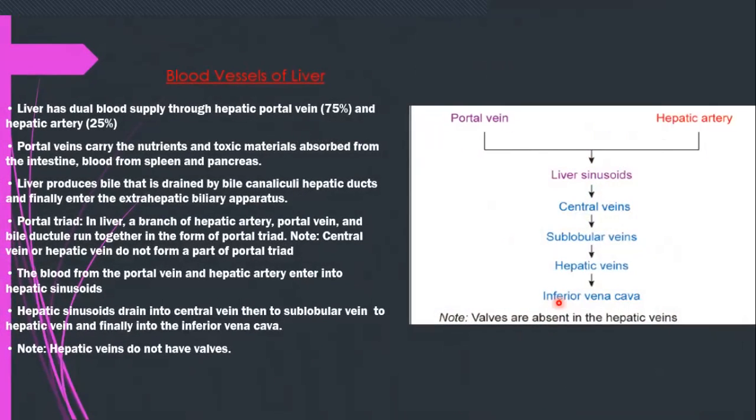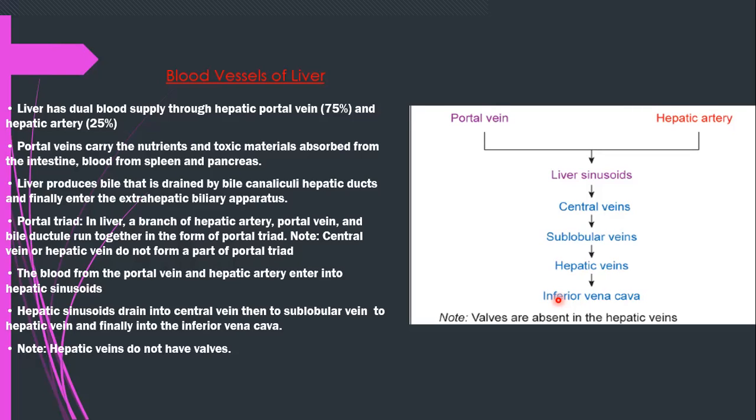So we have the blood vessels of the liver. As I had said earlier, it has a dual blood supply, that is from the hepatic portal vein, 75%, and the hepatic artery. Now, portal veins carry the nutrients and toxic materials absorbed from the intestine and the spleen and the pancreas. Remember, the portal vein, as I had said, is formed by the union of the splenic vein and superior mesenteric vein. Also remember, the inferior mesenteric vein drains into the splenic vein.